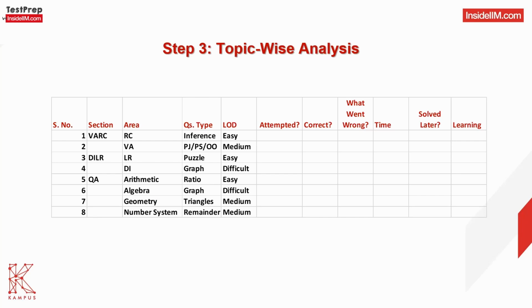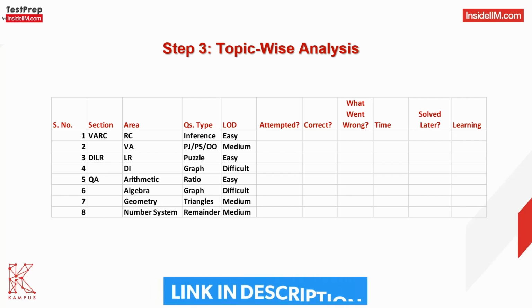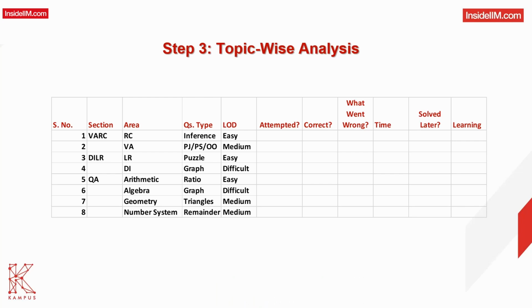Step number 3, topic-wise analysis. For doing the topic-wise analysis, you can use an Excel sheet. You can select your own detailed format for this. One format which we would suggest you try looks something like this, where you record the type of questions, level of difficulty, whether you attempted the question and got it correct, time taken, if you manage to solve it later, and the learning from that question. The link to this Excel sheet is in the description below. You can download it and use it for your own analysis.